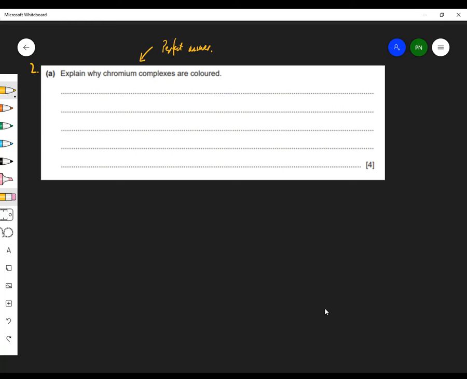This is question 2 of the mock. Explain why chromium complexes are coloured, and we need a perfect answer for this. Now, I don't know whether this is going to be a perfect answer, but if it is, good. If it's not, try and improve it yourselves.